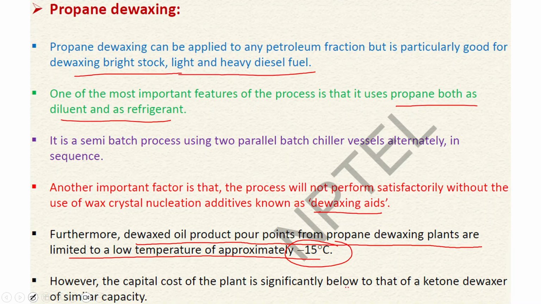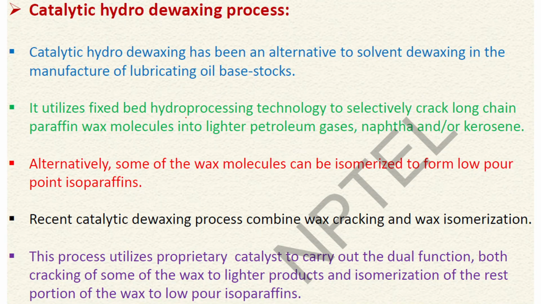The capital cost of the plant is significantly below that of the ketone dewaxer. Why so? Because there is less use of energy here, since this propane does not simply act as the solvent but also acts as the refrigerant. So for the chilling also we do not need extra energy.